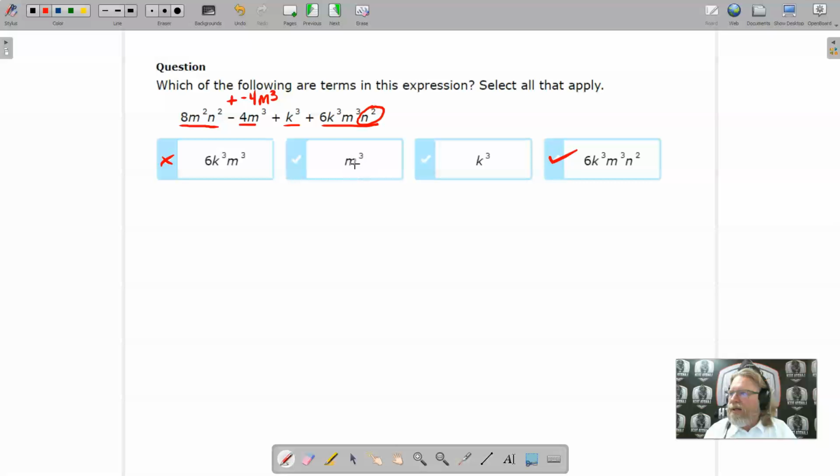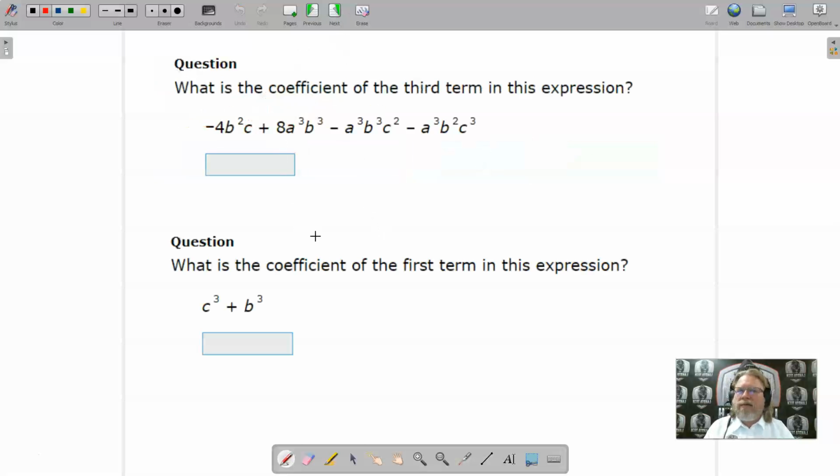And what about just m cubed? Well, I don't see an m cubed anywhere. Right here we do have a 4, right? But we don't have the 4 there. So since that's not there, it's not the same. That should be actually a negative 4. So this one doesn't work. And then k cubed, k to the third. Well, there's k to the third right there. So this one does check out. Squaring and cubing seem to be difficult on my tongue today.